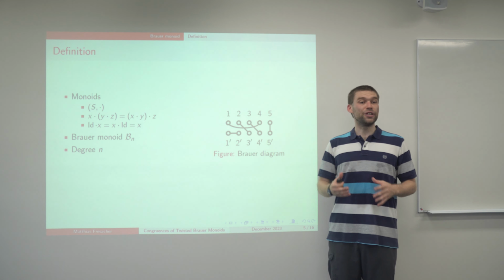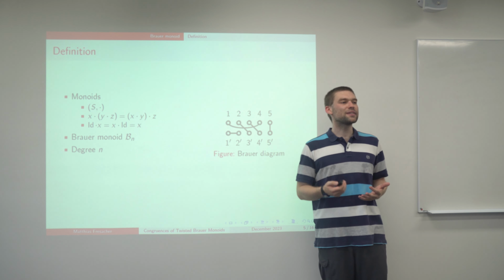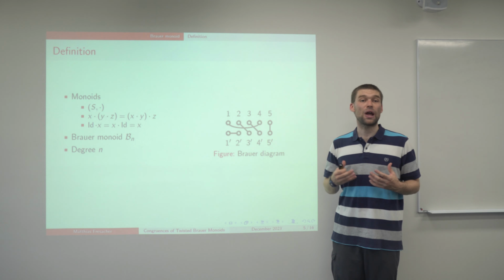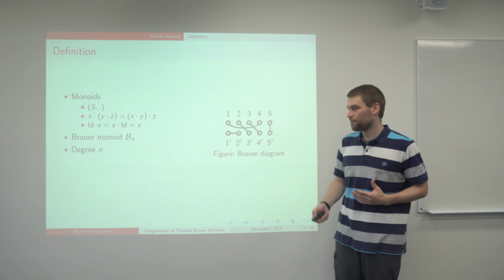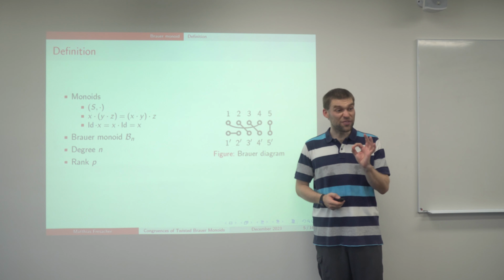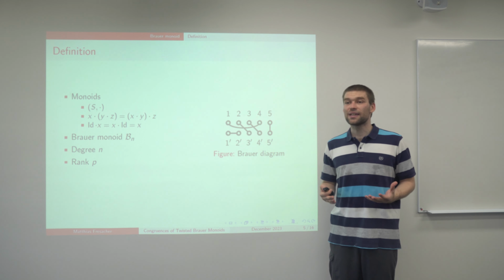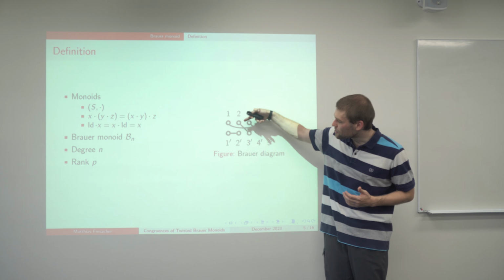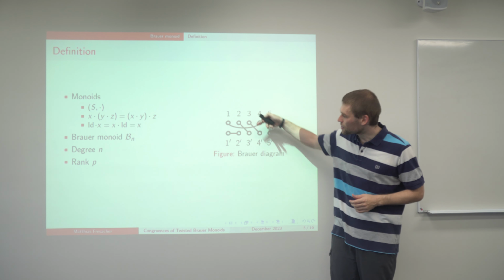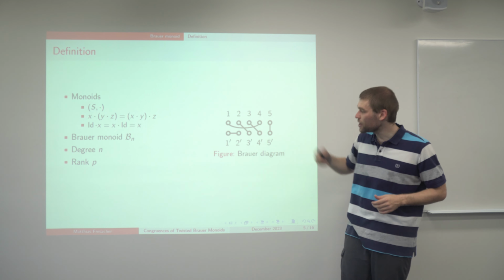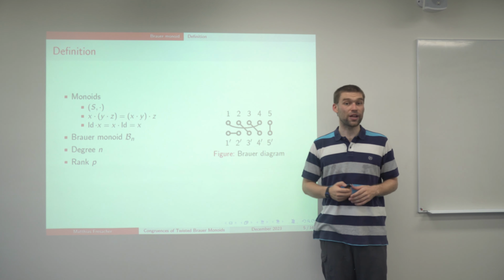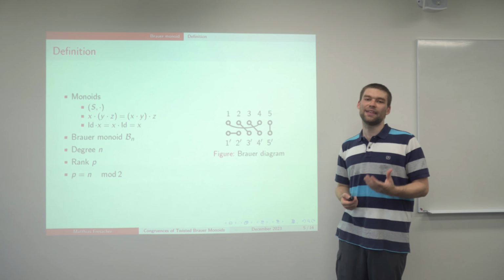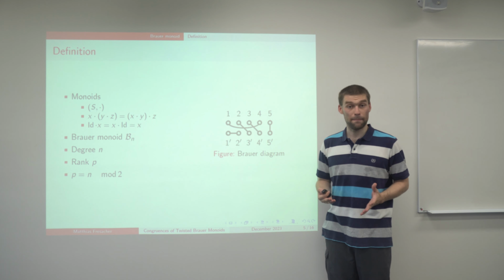We can talk about the degree of an entire monoid, and this counts how many vertices there are. So this diagram belongs to a Brauer monoid of degree 5. We can also talk about the rank of a specific diagram, and this counts the number of transversal edges. So transversal meaning it connects the top and the bottom row. So here we have 1, 2, 3. So this diagram has got rank 3. For the Brauer monoid, it holds that the rank and the degree always share the same parity.